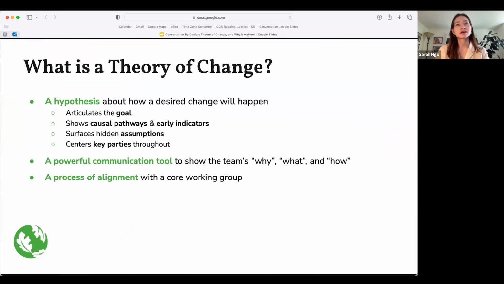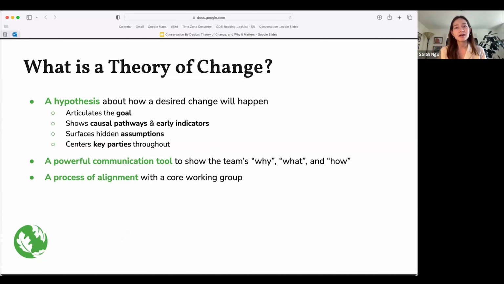A theory of change is, at its core, a hypothesis or a model about how a desired change will happen. So as part of that, it articulates what the team or project goal is, as well as surfacing some of the logic or the causal pathways and early indicators along the way of how the team's interventions will lead to that goal. As part of that, it also surfaces where the hidden assumptions might be, and tries to center key parties throughout that model.